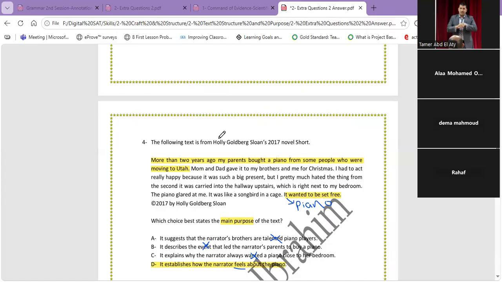The following text is from Holly Goldberg Sloan's 2017 novel Short. More than 2 years ago, my parents bought a piano from some people who were moving to Ara. Mom and Dad gave it to my brothers and me for Christmas. I had to act really happy. It talks about feeling, because it was such a big present. But I pretty much hated the thing, hated, feeling. The thing from the second it was carried into the hallway upstairs, which is next to my bedroom. So she doesn't want it next to her bedroom. The piano glared at me, feeling. It was like a songbird in a cage. It wanted to be set free. So the answer is D, as we said.